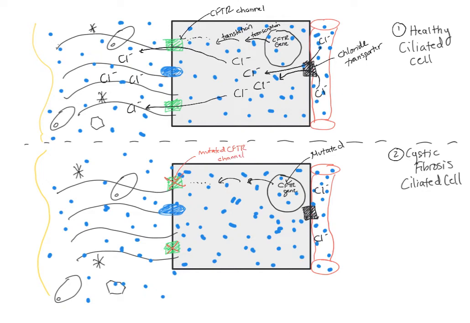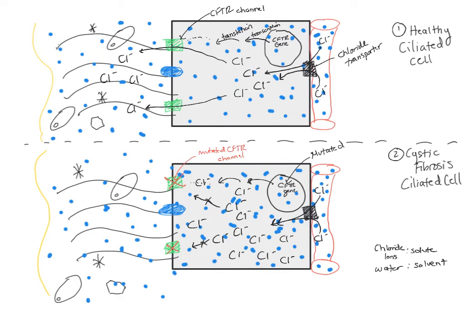Now, nothing has happened to the chloride transporter, so you're going to get chloride coming into the cell, and chloride is going to start to build up like normal. However, there's no way for it to escape on the other side. So you're going to get chloride building up like crazy inside of this ciliated cell. Now, why is that dangerous? Well, because remember that chloride ions are the solute in this system, dissolved in water, which is the solvent.